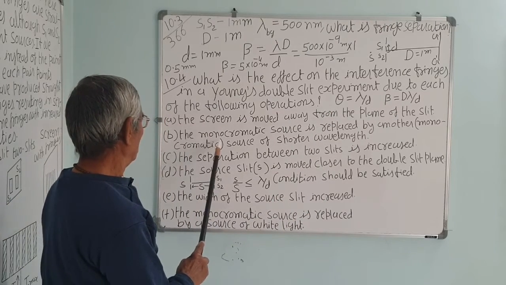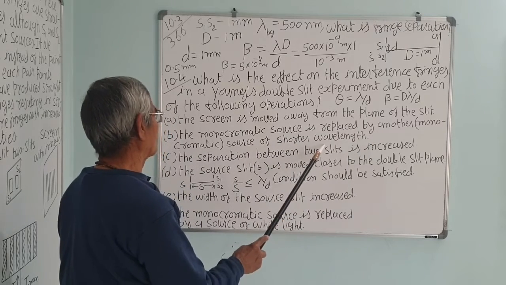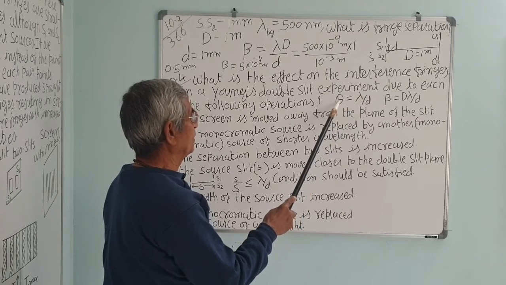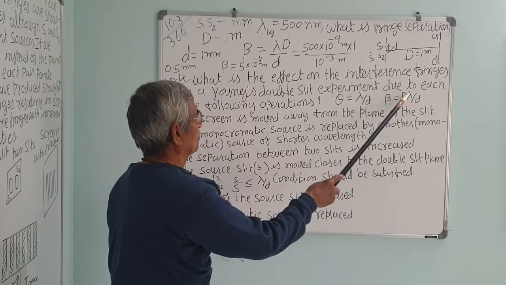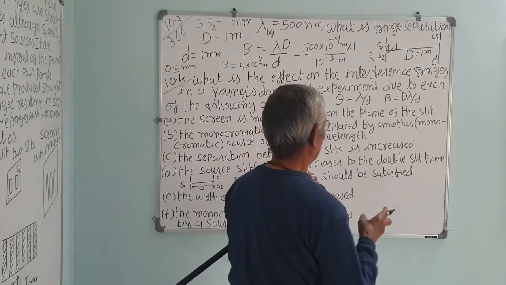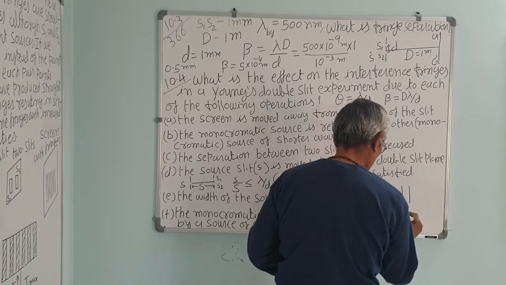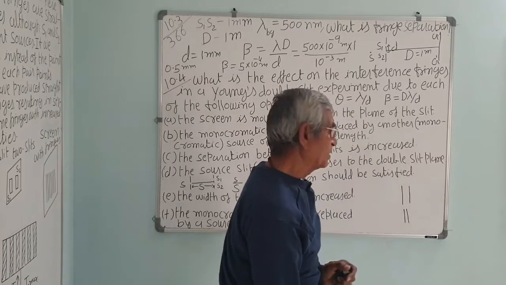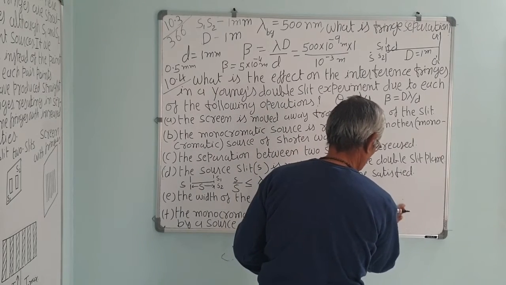Number 2: the monochromatic source is replaced by another monochromatic source of shorter wavelength. When the wavelength is shorter, the angular separation will decrease. Correct? And the fringe separation will also decrease. If lambda is shorter, the fringe separation will be less. Correct?